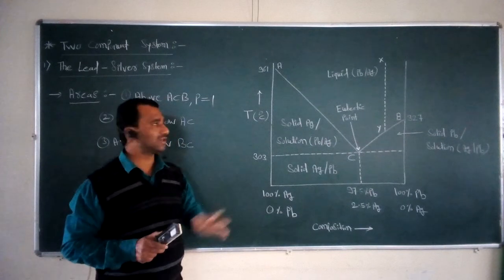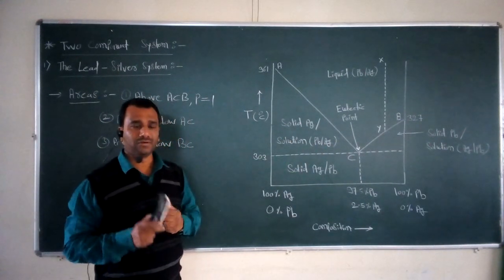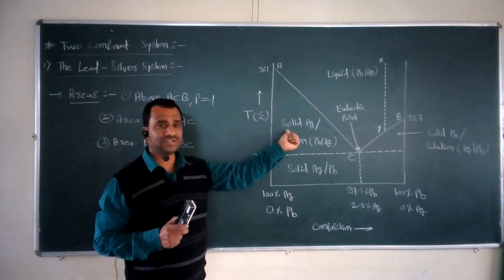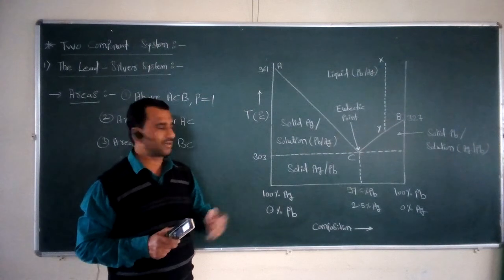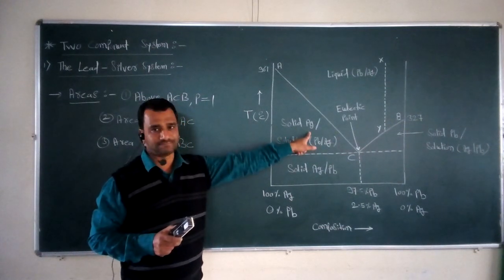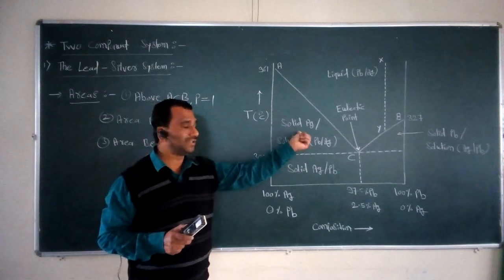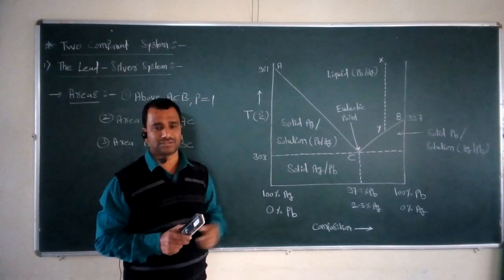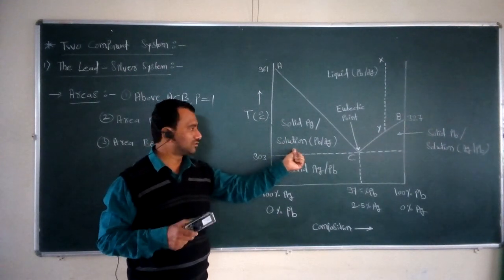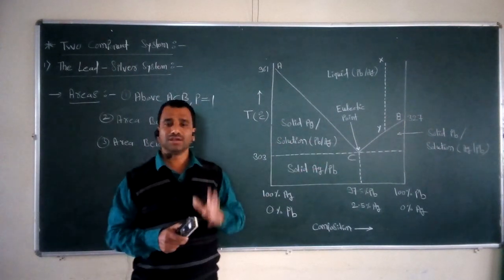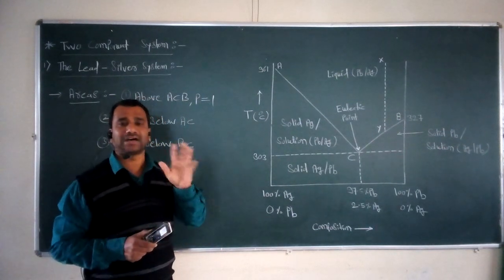Now if we look at the area below AC, we get a hint from its composition: it has two types of phases. Below this area AC, the first phase present is called solid silver, and the second phase is called the solution. What is the solution? It is a solution of lead and silver. So we can say that below this area AC, two phases are present.